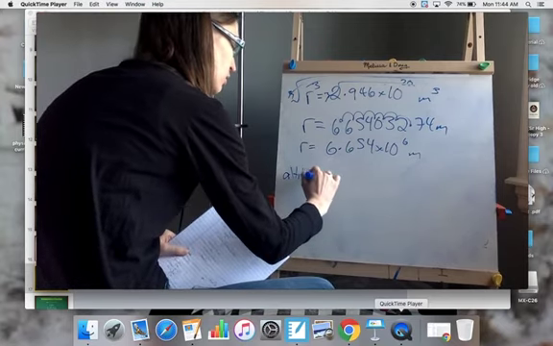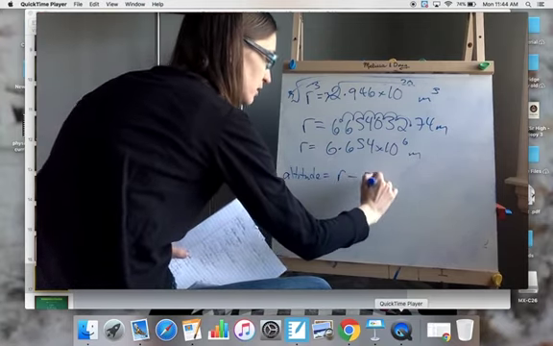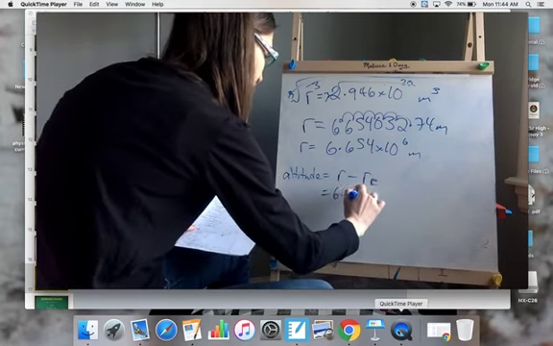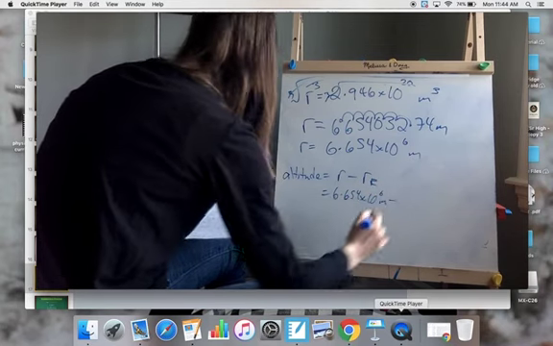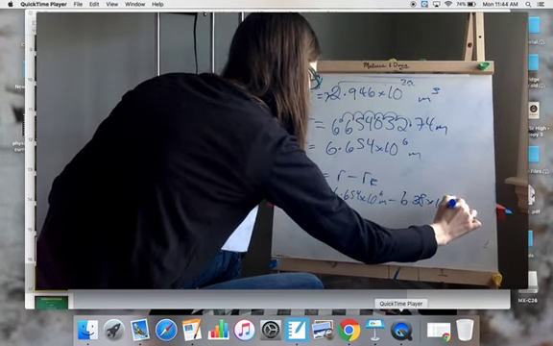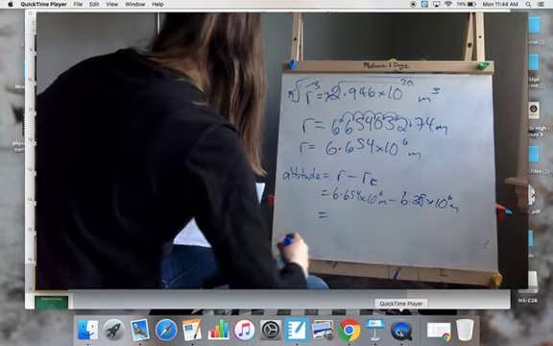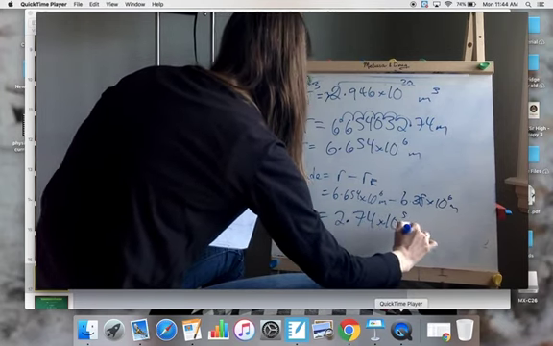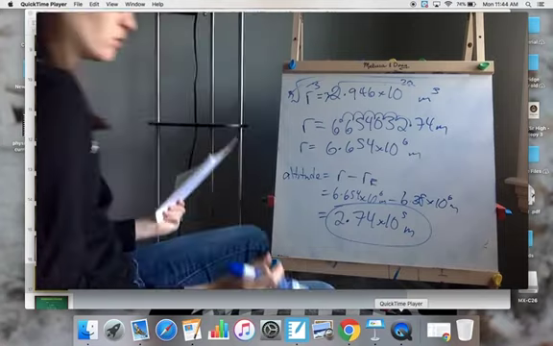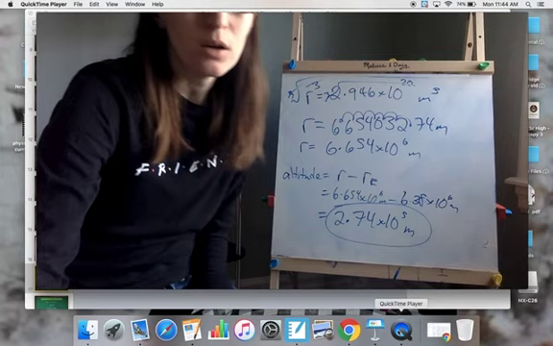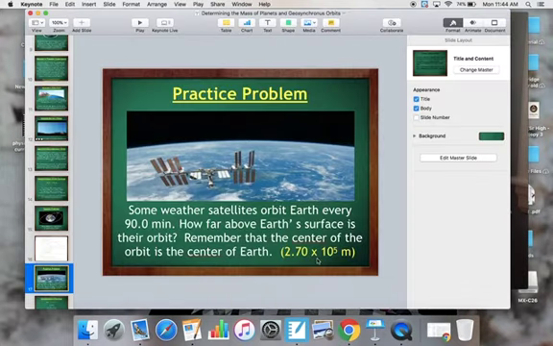So the altitude is going to equal that value of r minus the radius of the Earth itself. So that would be that 6.654 times 10 to the 6 minus our radius of the Earth, which we had listed as 6.38 times 10 to the 6, and you do that subtraction, and you get this value of 2.74 times 10 to the 5 meters, or again, you could divide that by 1,000 and get something in terms of kilometers.